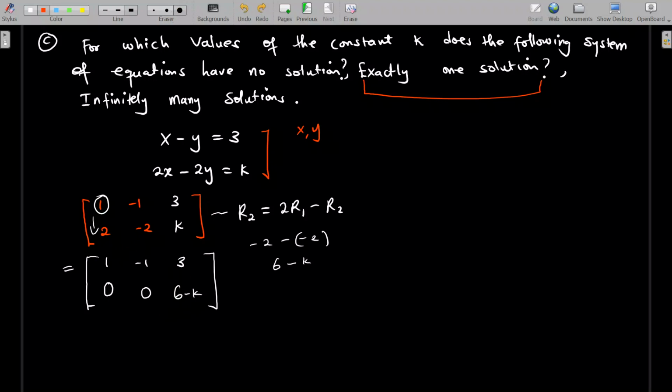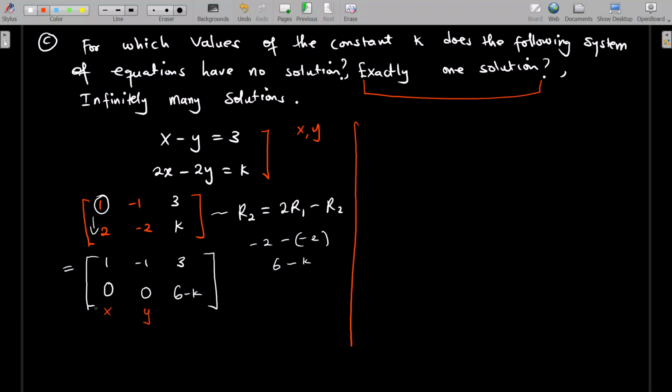When can I say that this system has no solution? The first thing is I'm going to answer that problem. When does it have no solution? What values of k will make this equation have no solution? First, let's look at what it means. I'm going to put x and y here.